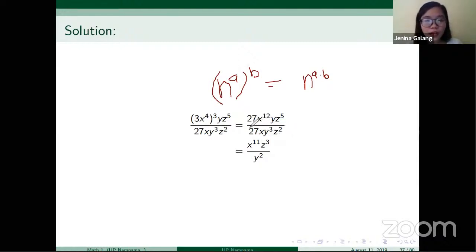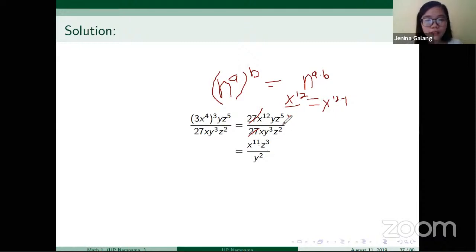So, i-cancel out natin yung 27, and here we have x raised to 12 over x. So this is just equal to x raised to 12 minus 1. So we have x raised to 11.